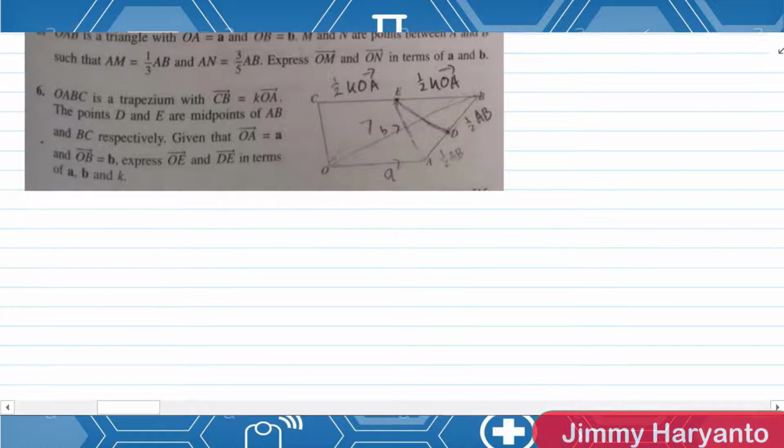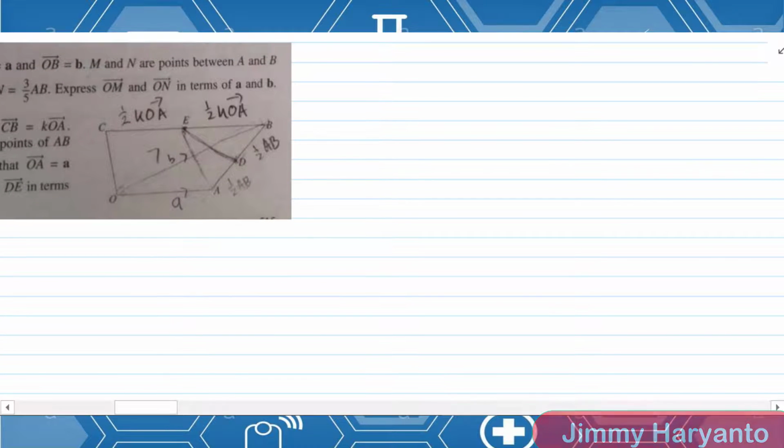After that, number 6: OABC is a trapezium with CB equals K times OA. Trapezium. Okay, let's try to redraw the trapezium. But this time it's bigger.